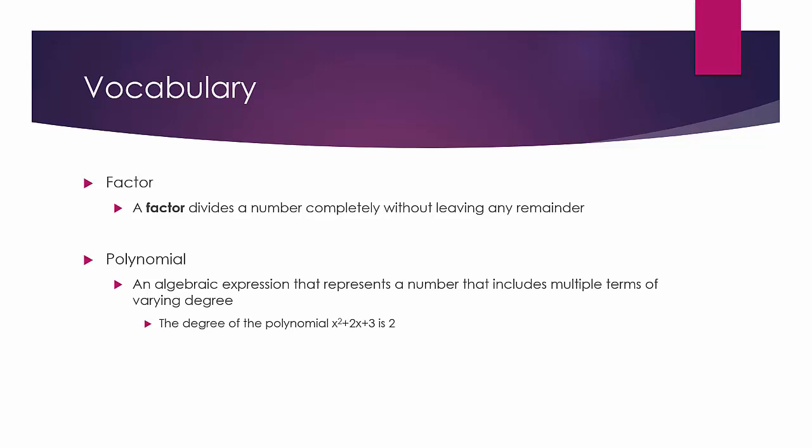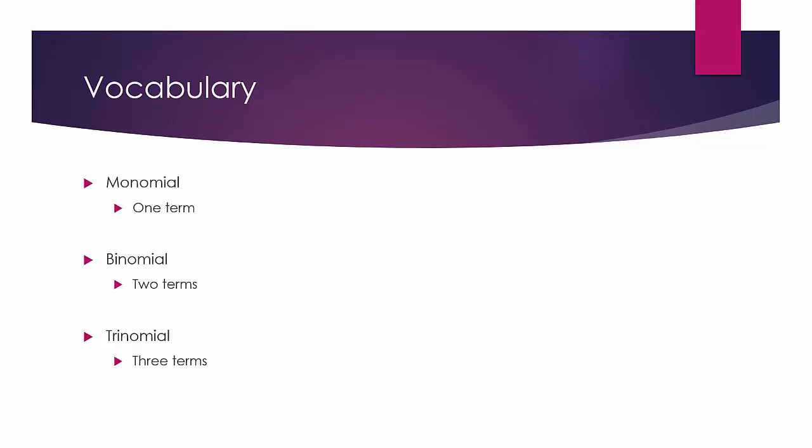So what do I mean by degree? I mean that the degree of the polynomial x squared plus 2x plus 3 is 2 because it's the highest exponent in that term. So the degree of the term is the exponent of that term. A monomial is just a term. Mono means one, so one term. Binomial means two terms. And a trinomial is 3 terms.